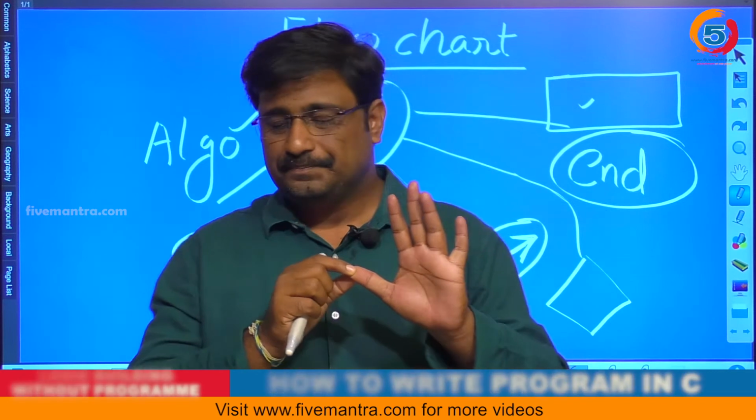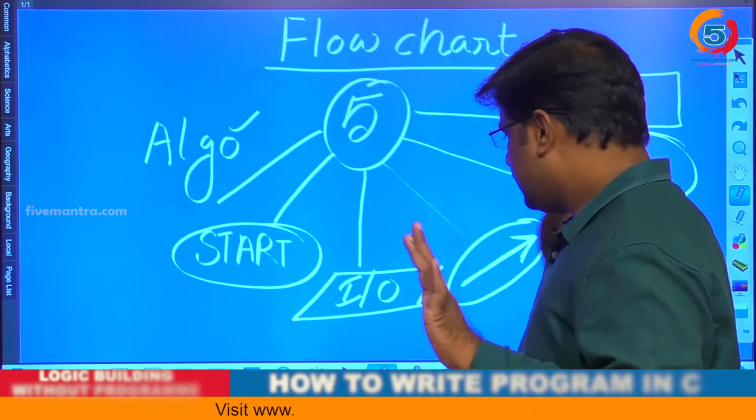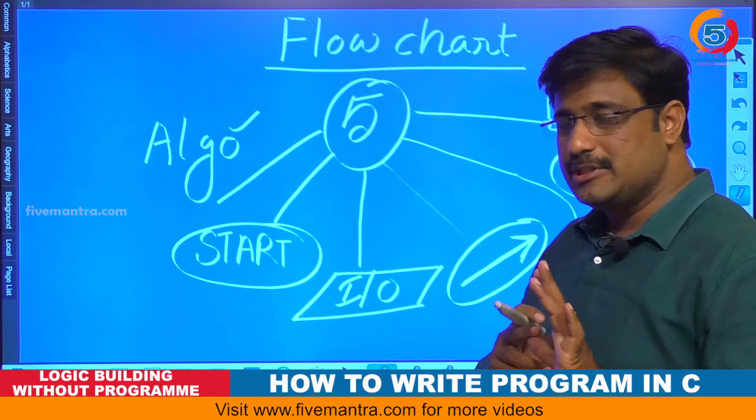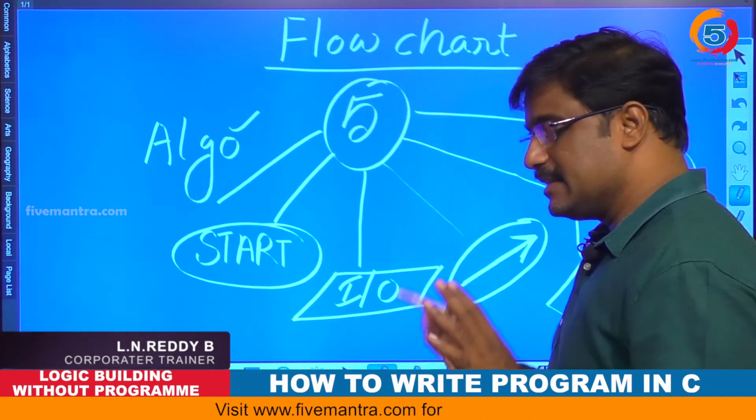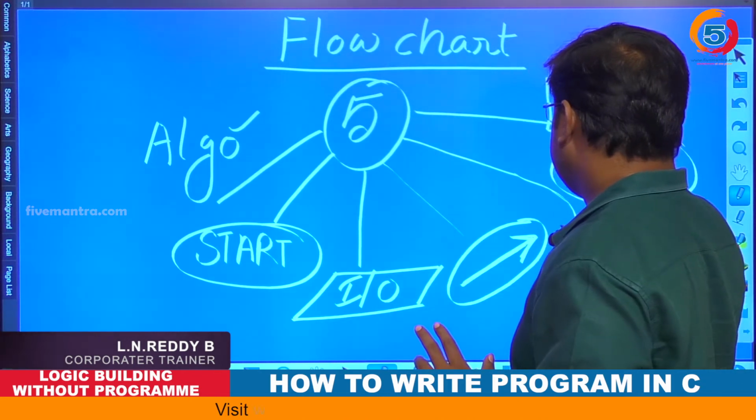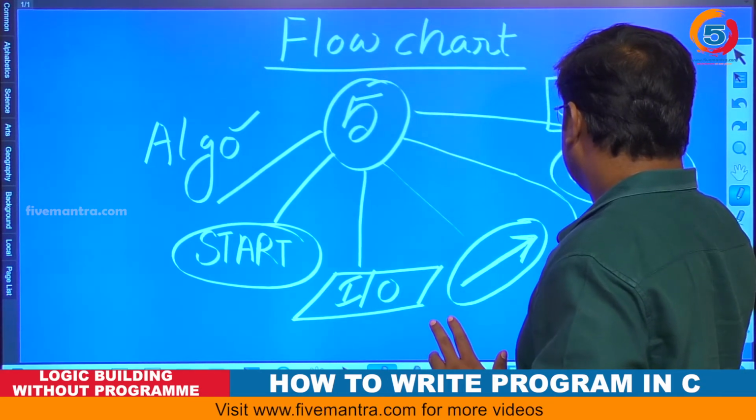One is the start and end. Next one is the input output. Third one is the flow of data. Fourth one is the process. Fifth one is the static code, right? Static code.